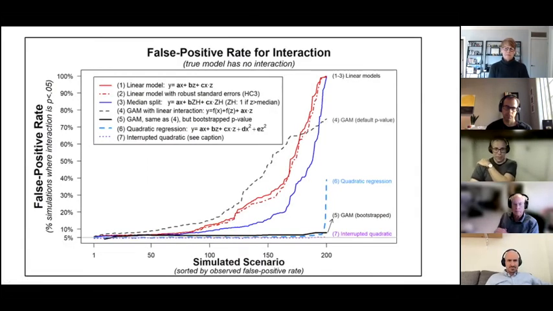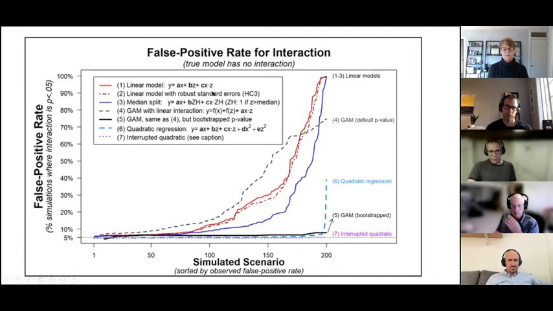Here are the results. Let's parse it. Here are the 200 simulations, the 200 scenarios that are run. Here's how often the interaction was significant, even though there's never an interaction. And we have the multiple techniques. So let's start with the red line, the solid red line. That's the linear model. It does really poorly for the vast majority of cases.